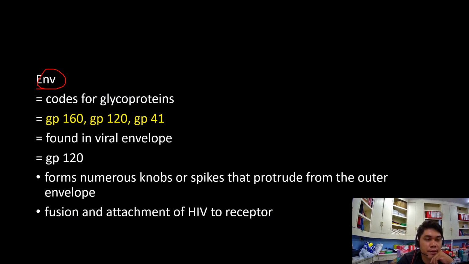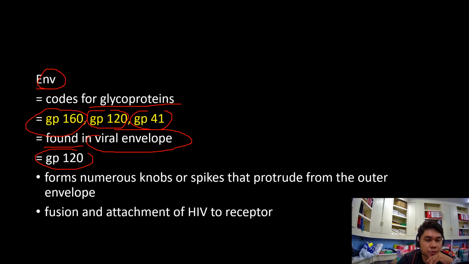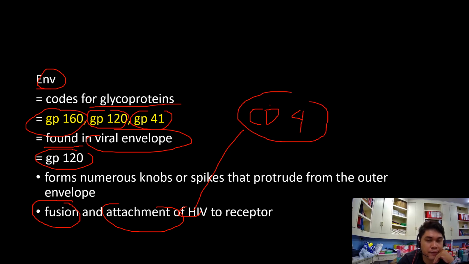Next is the ENV gene. It codes for the glycoproteins, and it's responsible for production of GP160, GP120, and GP41. It is found in the viral envelope. GP120 forms numerous knobs or spikes that protrude from the outer envelope, and it is important in the fusion and attachment of HIV to the receptor. The receptor of HIV is CD4. CD means cluster of differentiation.